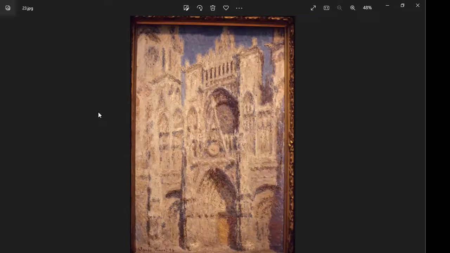Morning light, summer effect, in French, of course. Morning light, comma, summer effect. So it's the front of the cathedral in the morning when the sun's fully risen, early morning, but how it looks in the summer. So again, I'll say his subtitle, which also explains why he did so many of the same views and how they differ, is that this one is called Morning Light Summer Effect.